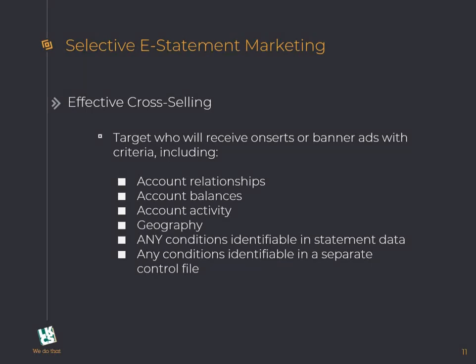We can target by specific activity. So we might be able to look at direct deposit, or who has certain types of transactions or withdrawals, or who's using a debit card, anything like that. We can look at geography, where do people live? We can look at any conditions that we can identify within the statement data itself, or any conditions that we can identify in a separate data file that you give us.